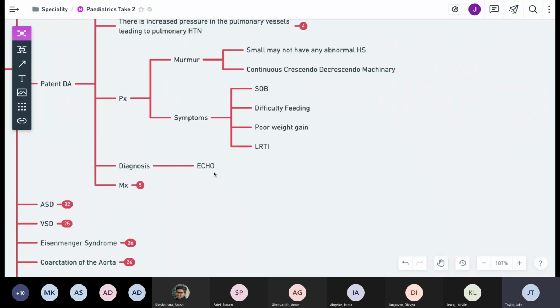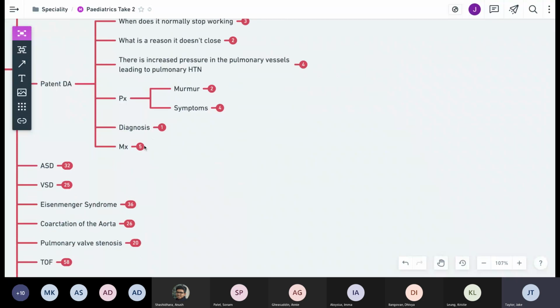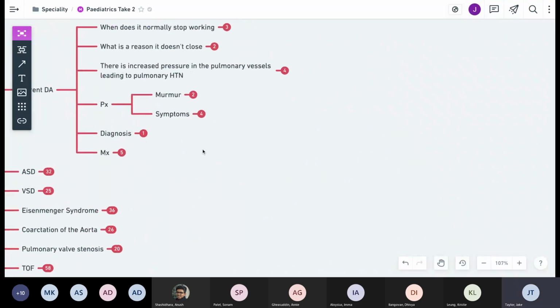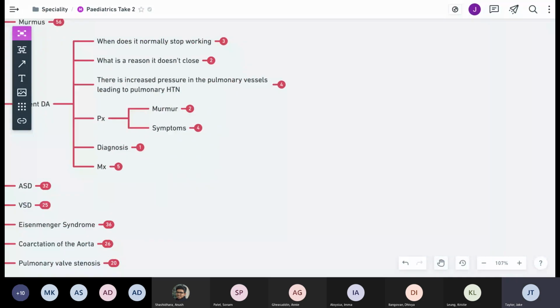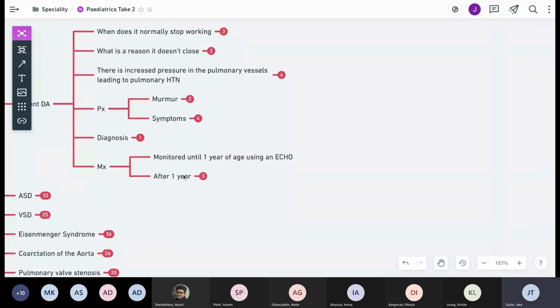Diagnosis for all of these is going to be echo. Just remember echo, echo, echo. All babies are going to get an echo of any new murmurs which are abnormal. And then management. So how would we manage this patient? If they're presenting with signs of increased respiratory effort, NSAIDs, yeah. Basically, I break it down into conservative and medical.